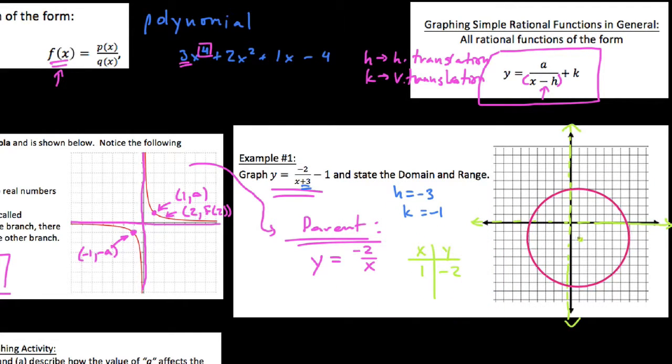Now, this is something we totally expected in the first place. Whenever it goes through 1, it goes through 1, a. And in this case, our a value is -2. But now if I plugged in, say, 2, what would I get? I get -2 over 2, which is -1. So 2, -1 is on our graph.